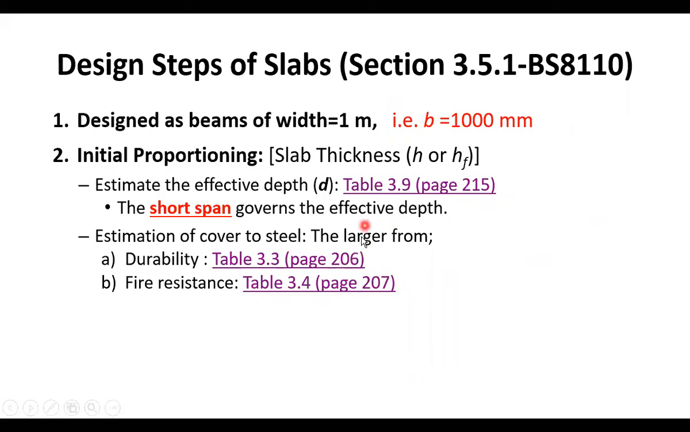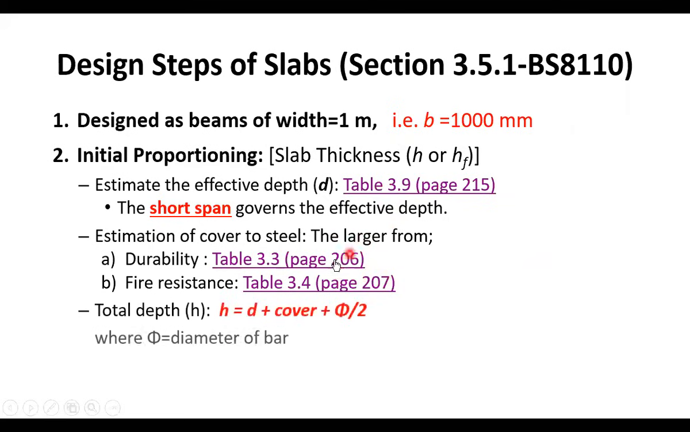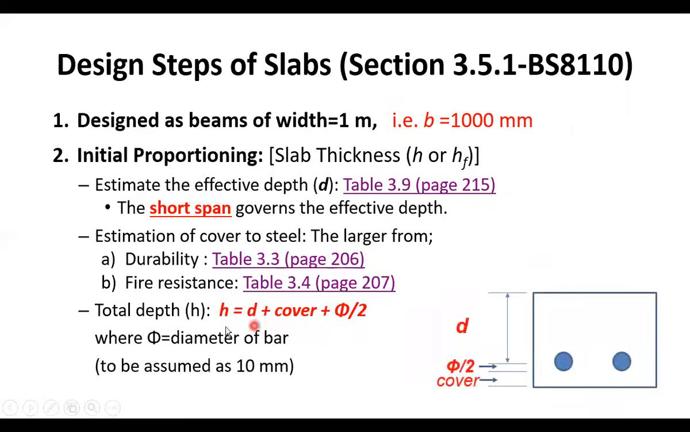Once you got the D and you got the cover, you take the maximum of the two, the larger of the two values here, and then you will be able to get the total H equals D plus cover plus phi over 2, which is the diameter over 2. And as a guide for the diameter, we can assume it as 10 millimeters. So the total H will be D from table 3.9 plus cover, which is the larger from table 3.3 and 3.4, plus the diameter over 2. And the diameter is always assumed as 10 millimeters. So this value will always be 5. So this is the first step, initial proportioning.